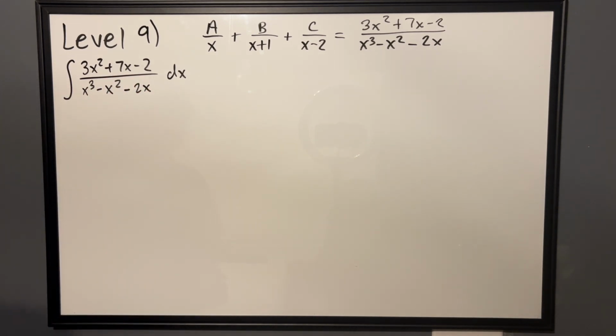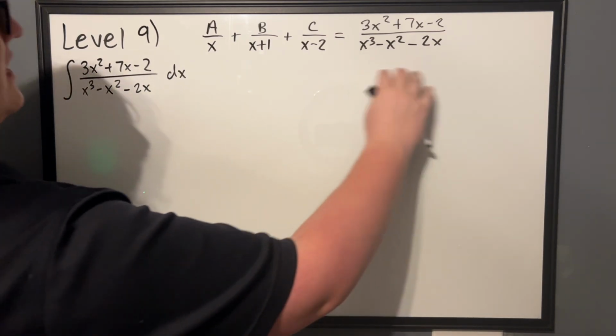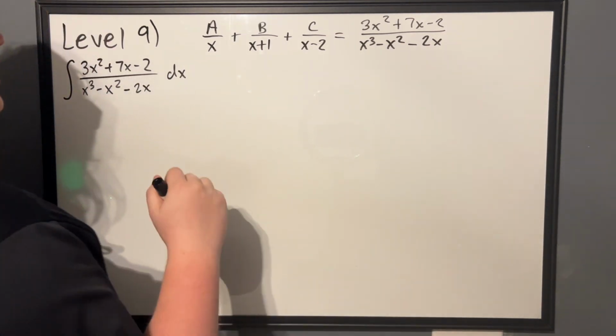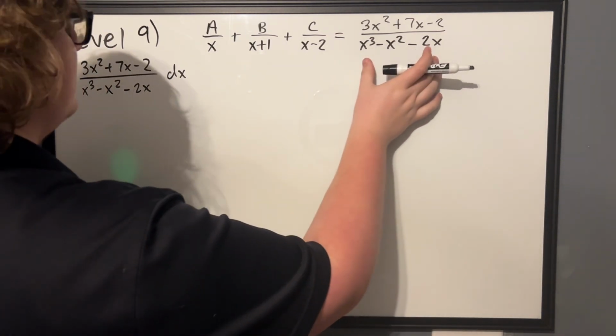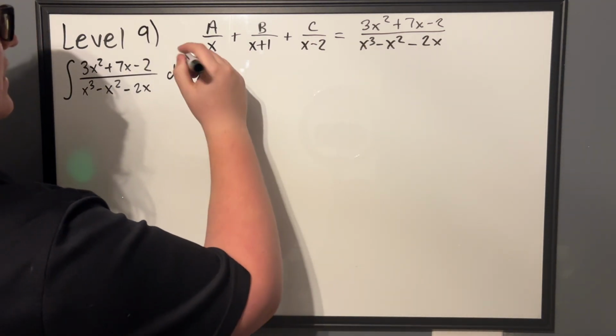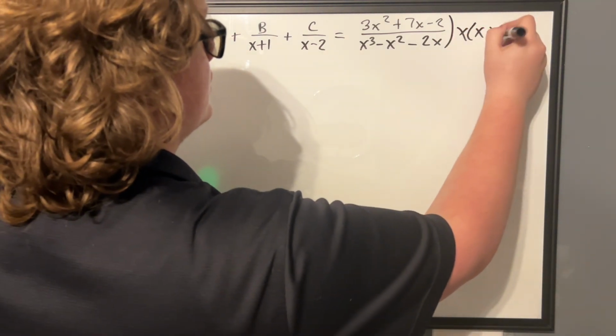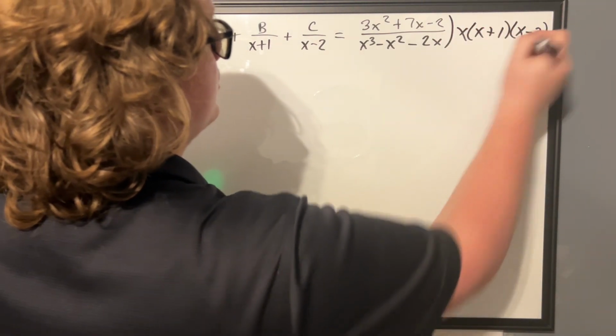The first step with partial fractions is to multiply everything by this denominator, right? We want to get rid of it. Remember, this was factored into these three factors. So we're going to multiply everything here by x times x plus 1 times x minus 2.